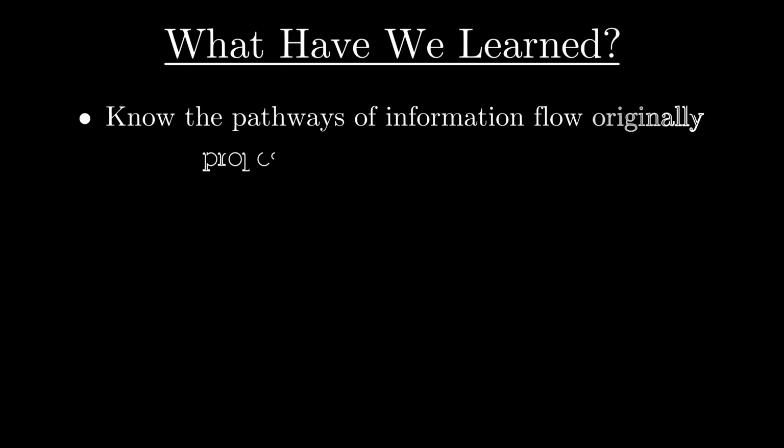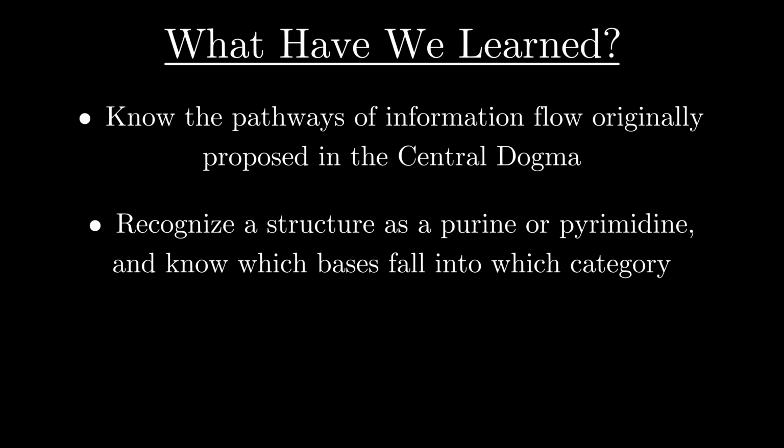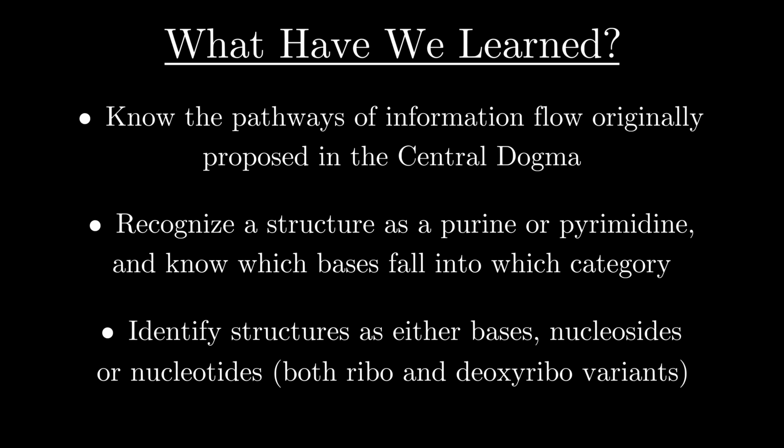So at the end of the video, what have we learned? After going through this material, you should be able to know the pathways of information flow originally proposed in the Central Dogma. You should be able to say whether a base structure is a purine or pyrimidine and know which bases fall into which category. You should be able to identify a given structure as either a base, nucleoside or nucleotide and know the difference between the ribo and deoxyribo variants.